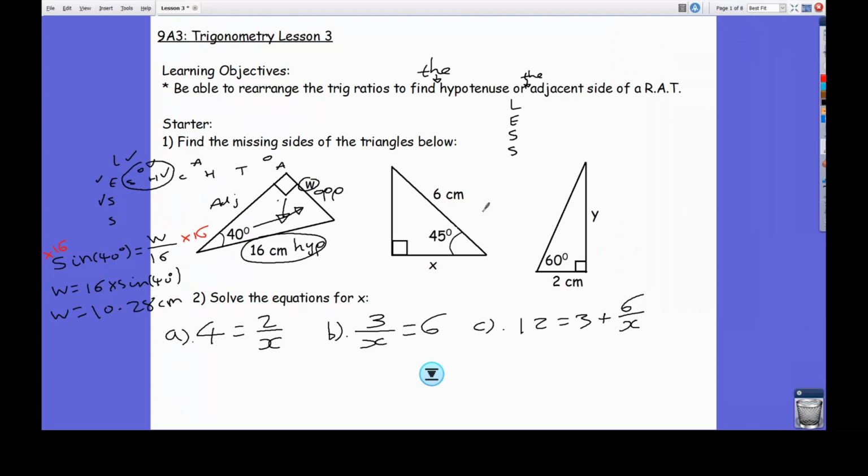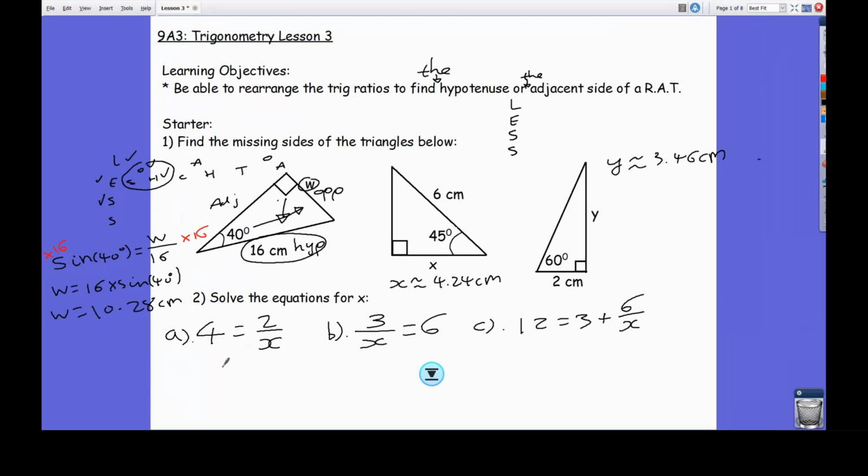For the other two, I'll do this a bit more quickly. For the x, you should get 3 root 2. Obviously, make sure you show your workings, which is about 4.24 centimeters. And then for y, you should get tan 60 is y over 2, so you should get 2 tan 60, which is 2 root 3. You should get y is roughly 3.46 centimeters. Great, so hopefully you have those.